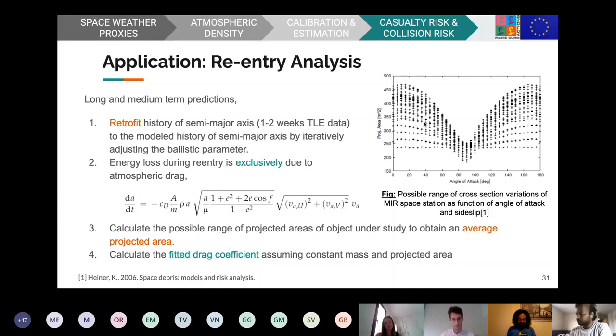From here, using the above equation, we then calculate the fitted drag coefficient, assuming a constant mass and projected area. Now, the fitted CD will be stable if the object's attitude during decay does not change, and there will be a considerable amount of uncertainty if the object is either spinning or tumbling.